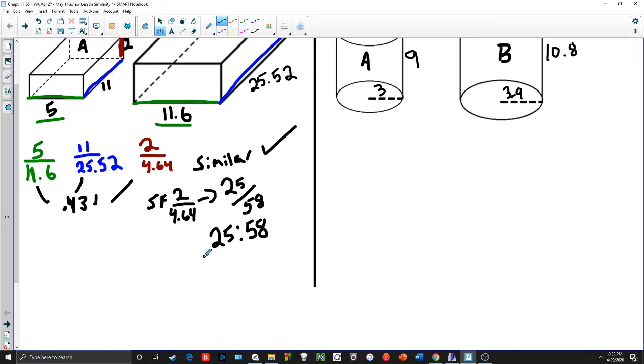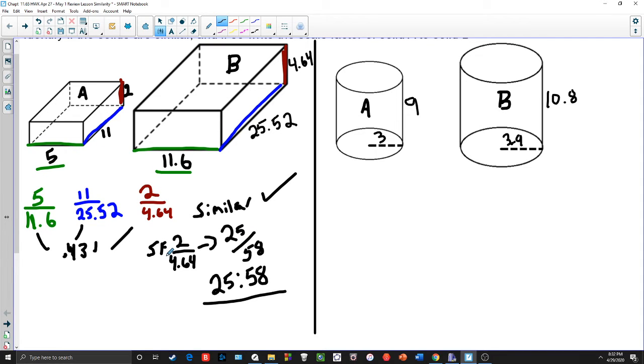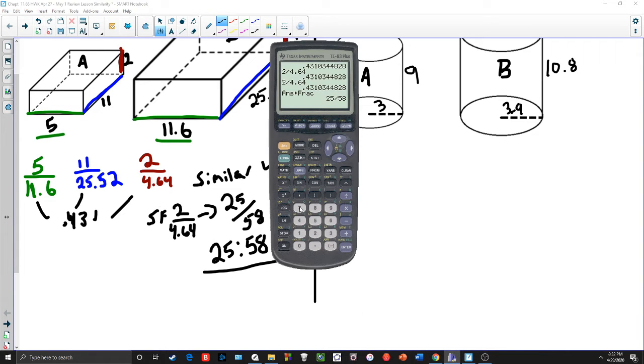Now this is for linear measurements: lengths, feet, perimeters, stuff like that. If they want the scale factor for the area or surface area, you would square both these numbers. If I squared that fraction and then did back to math fraction, this would be my scale factor for the surface areas. And if I wanted volume, I would take 25 over 58 and cube it, and then put that as a fraction.